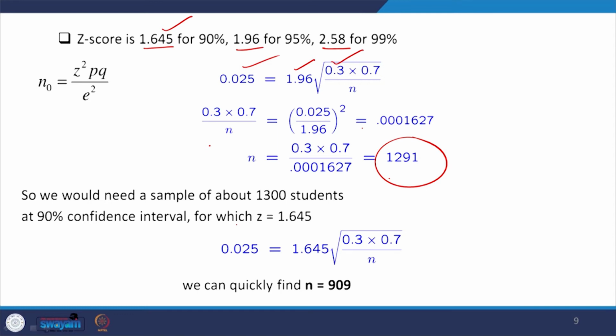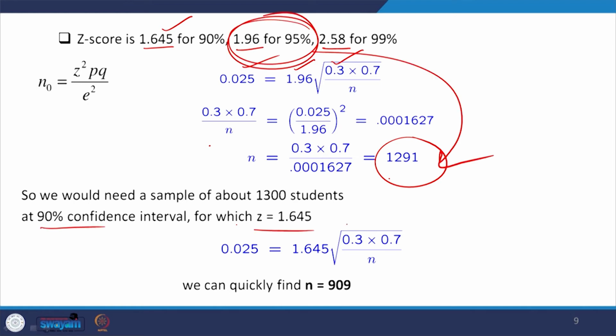Now, based on that, if you change your confidence level to 95%, the Z value is 1.96. In our previous examples, our n boiled down to 2091. When you want to reduce your confidence level to 90%, your Z value is 1.64, and on the basis of that, your n is determined as 909.